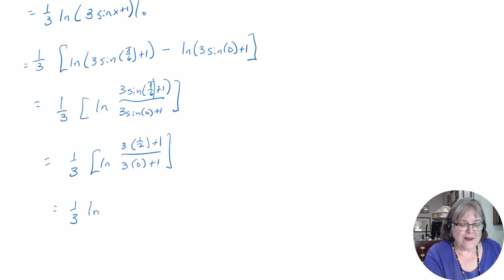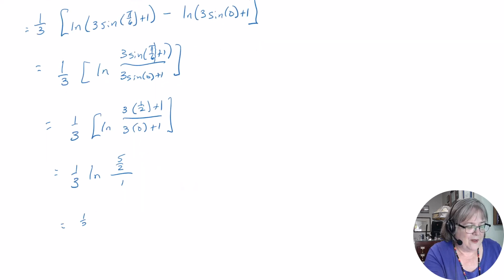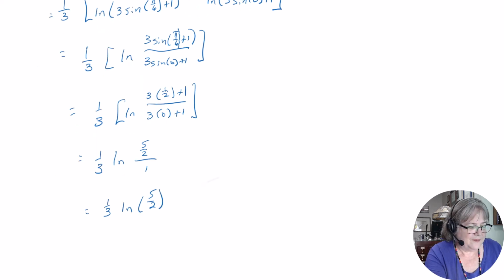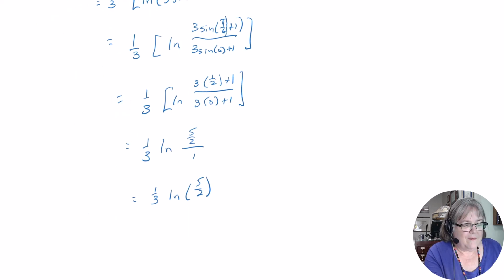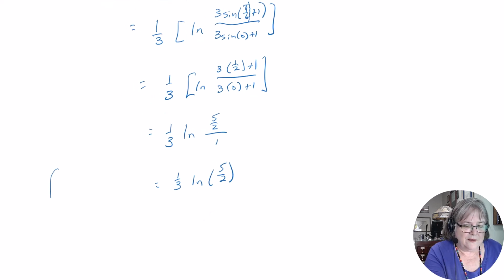All right, 3 times 1/2 is 3/2, plus 1 is 5/2. So this is 5/2 over 3 times 0 is 0, plus 1 is 1. So this is 1/3 the natural log of 5/2. And this is the integral from 0 to pi over 6 of cosine x dx over 1 plus 3 sine x.